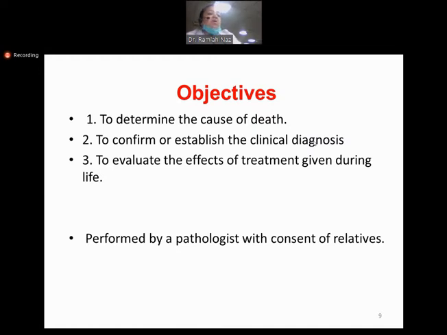Such kind of autopsy is basically performed by the pathologist with the consent of the relatives. In the clinical autopsy, the consent of the relatives is very important. If they don't give you the consent, you won't be able to pursue the procedure. If they say no, it means no.